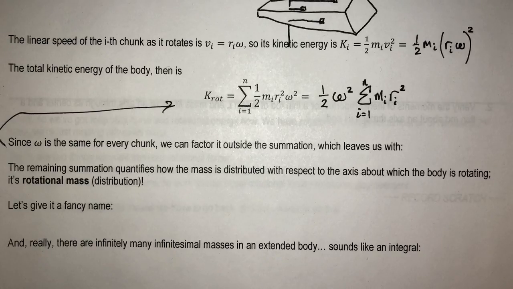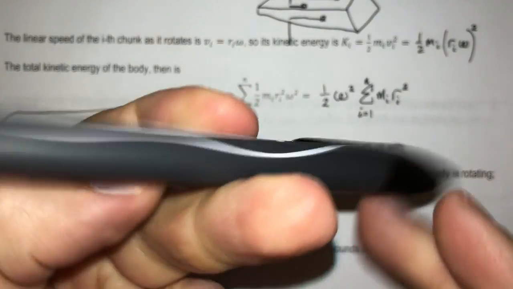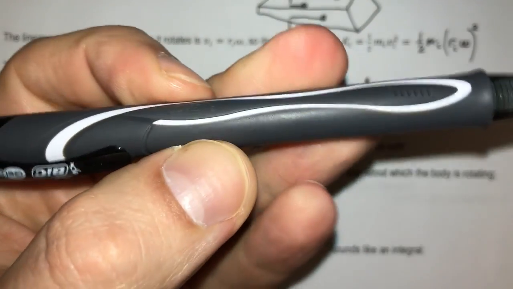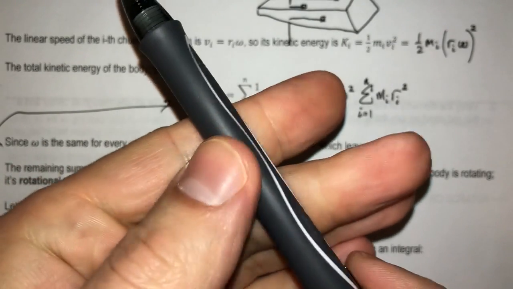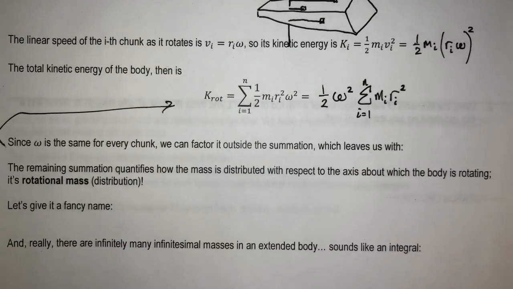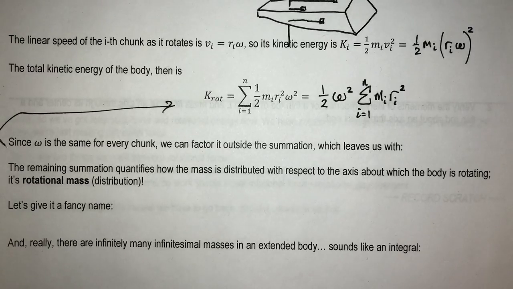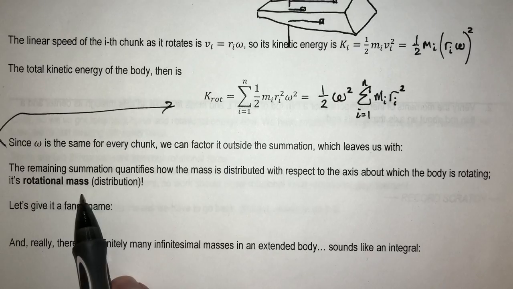And if you don't believe me, find an extended object like a baseball bat or a tennis racket and spin it end over end, and then spin it longitudinally. So in other words, take it and spin it this way, and then try to spin it this way, just longitudinally about its axis. One of those will turn out to be much, much easier to do, and that's this idea, this rotational mass.